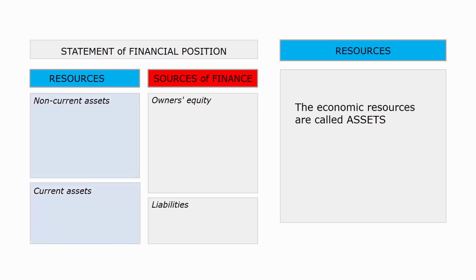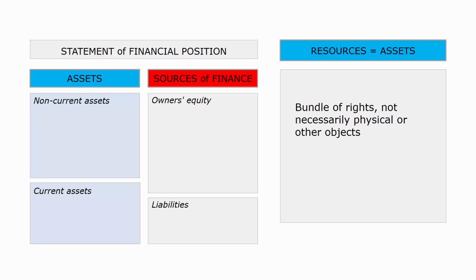Let's have a look at the economic resources. These are called assets and are always found on the left-hand side of the balance sheet. Assets can be conceived as a bundle of rights and not necessarily as physical or other objects. They represent future economic benefits for the company. They contain two broad categories, non-current and current assets.